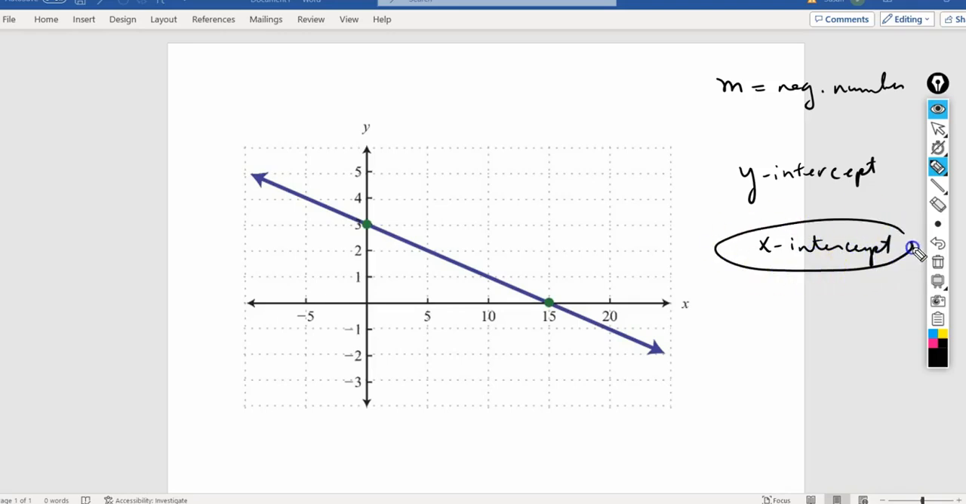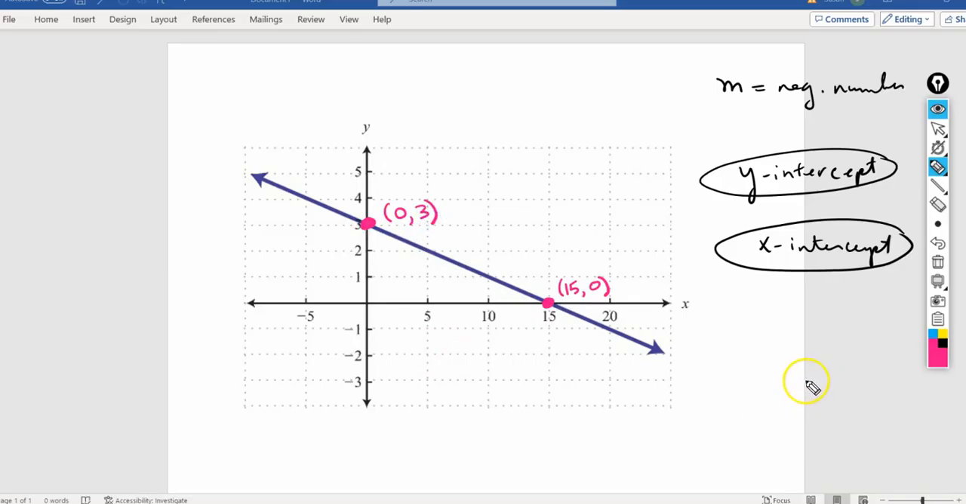So from their names, the x-intercept is where it intersects the x-axis. So this is our x-intercept. And that point has coordinates 15, 0. And as its name might suggest, the y-intercept is where the line intersects the y-axis, if that happens. And the coordinates of this point here are 0, 3.